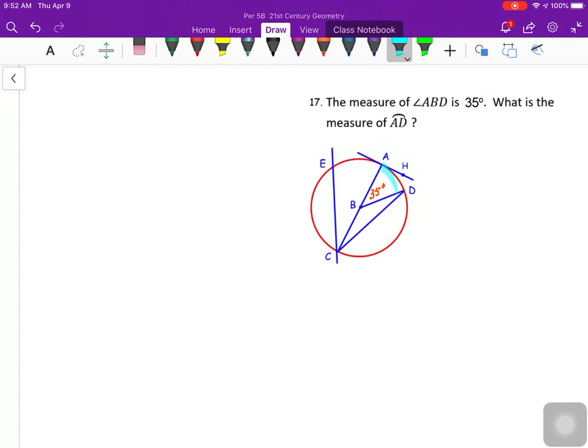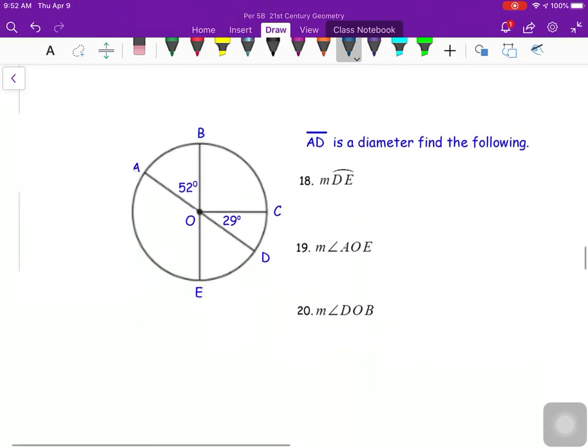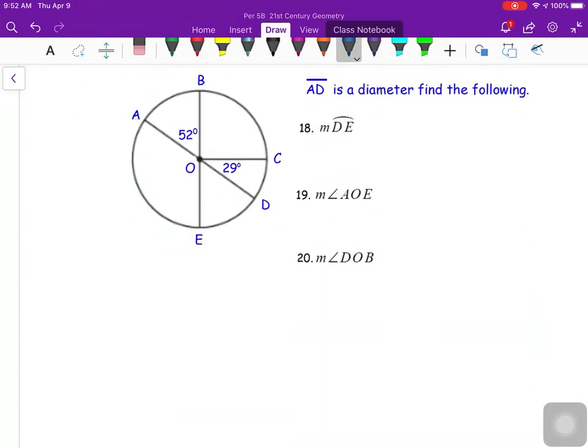Okay, now in this problem, they gave us the measure of the angle A to B to D. A to B to D is this one. That's a central angle. They ask us for the measure of the arc A to D. Well, a central angle is equal to its arc. So that means the measure of arc AD is going to be 35 degrees. Really no work to do.